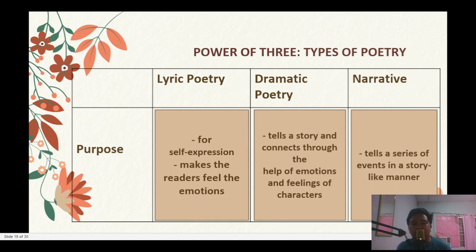Okay? Number 2, dramatic poetry. It tells a story and connects through the help of emotions and feelings of the characters. Ang dramatic poetry is magkwento din siya ng story at kumonekta dun sa mga emosyon na meron yung mga characters na yun, delivered by an actor or an actress or by a speaker. Okay? And of course, for narrative poetry, its purpose is what? This tells a series of events in a story-like manner. Ikwento ang mga pangyayari sa paraan ng story.